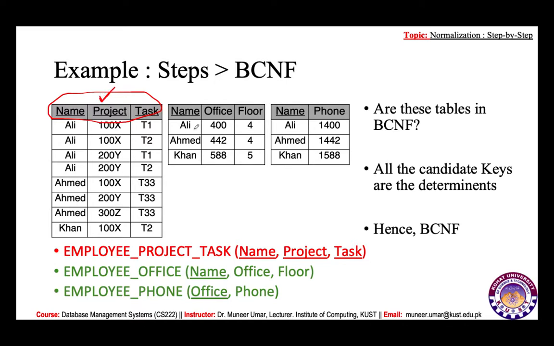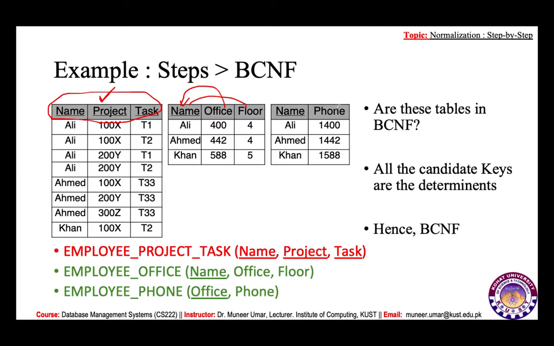Now if you look into the second table, this one is a candidate key. We made this name the primary key. It is also a candidate key. So these two attributes are dependent on this name. So this candidate key is determinant, so it's okay.